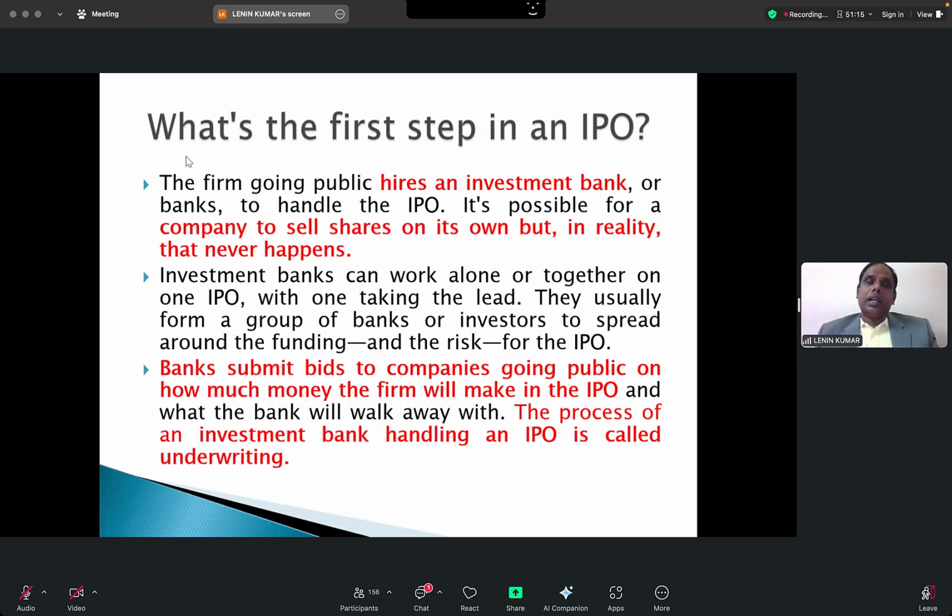Can an NRE invest in an Indian company IPO? Yes, yes, yes. It is possible. You can do it.